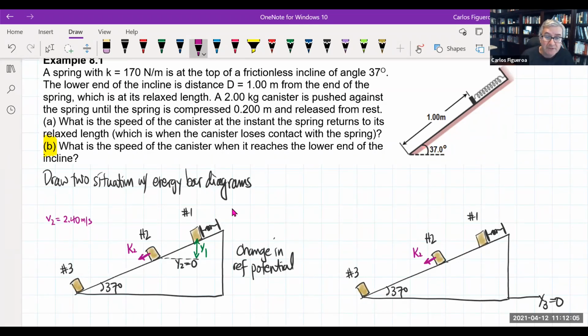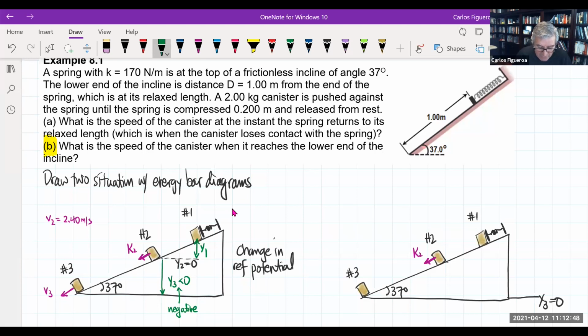What our job is to do here is that we want to figure out what the speed v3 right here is. The really important thing for you to think about is that the distance that you go from state number 2 to state number 3, this distance from here to here, I would call y3. This is a negative number. And because it's negative, that means its potential energy is negative. And we'll look at that in a moment here.